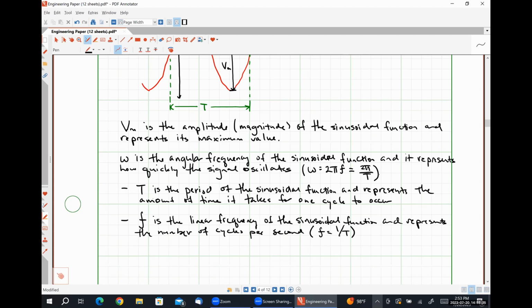One thing that I want to point out here: the angular frequency omega is always measured in radians per second. So even if I don't explicitly tell you what the units are, it is always measured in radians per second.